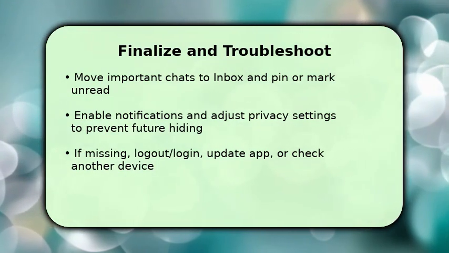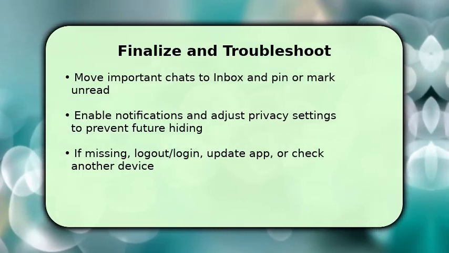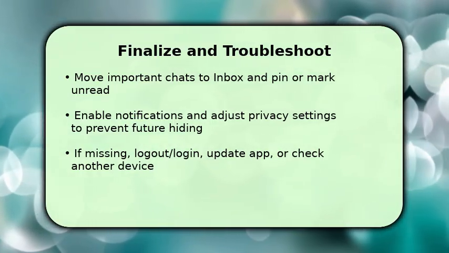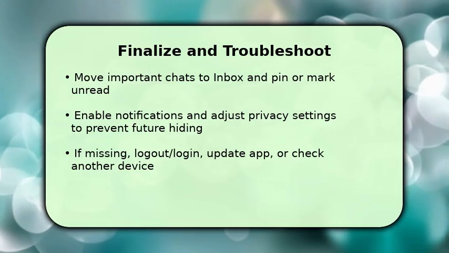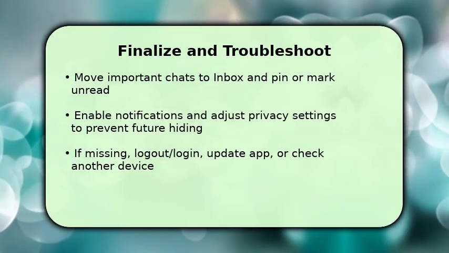disappear again. Then, adjust message delivery and privacy settings to whitelist contacts or disable aggressive filtering. If a message still seems missing, log out and back in or update the app. Sometimes cached data prevents visibility.